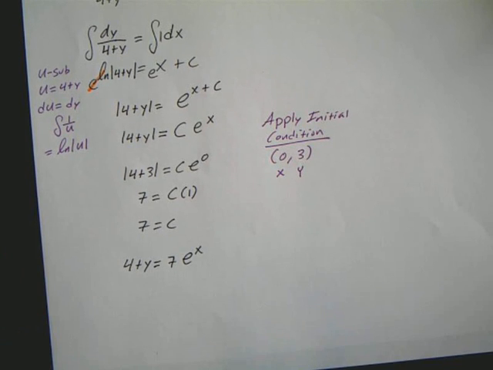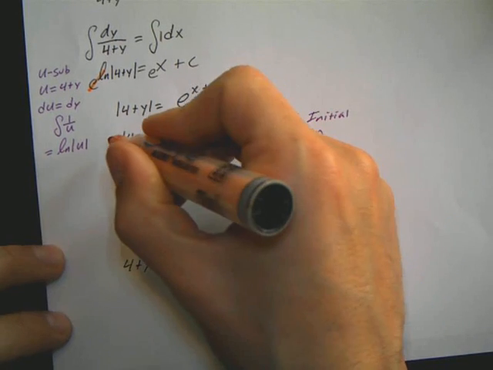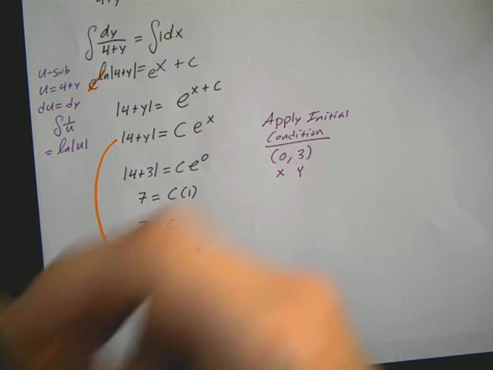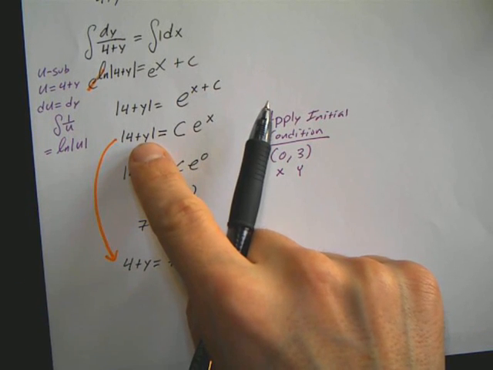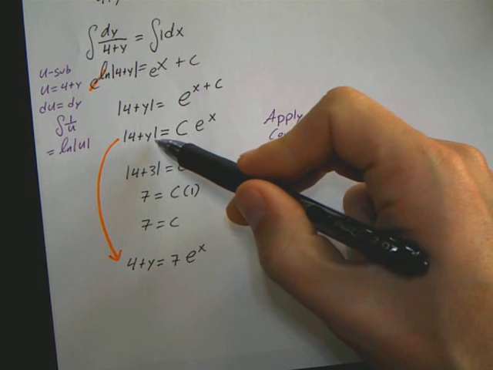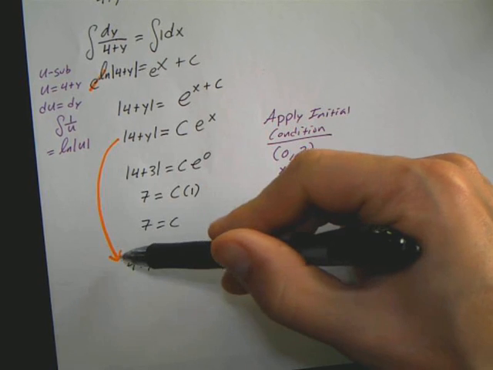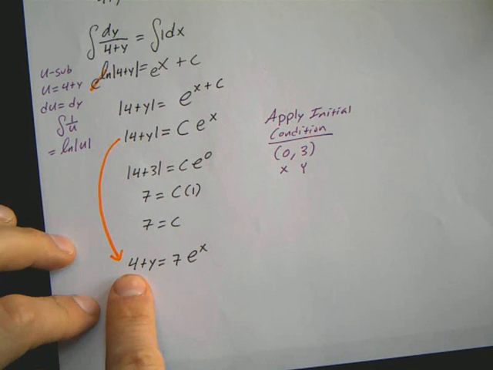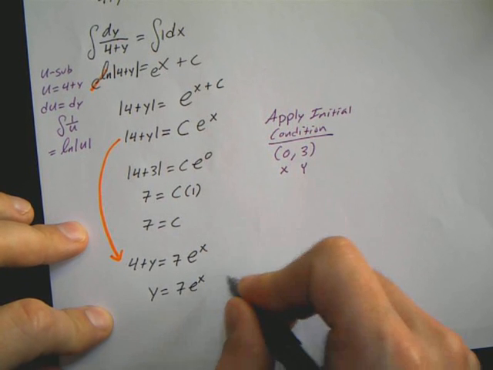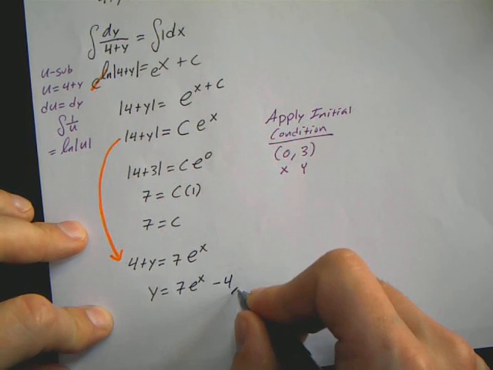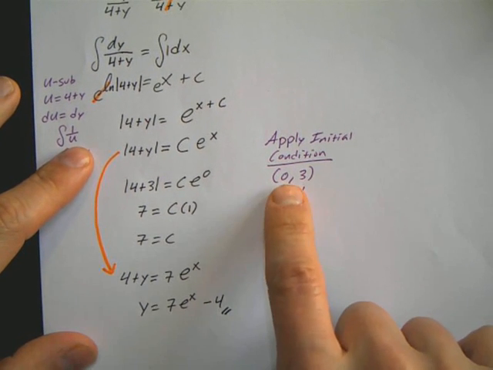Now you may be asking, why did I drop the absolute value bars from here to here? Because I've already solved for my c value, I don't have to worry about this piece being negative. So I don't really need to ensure that it's positive. It's already solved for. So now I can just drop the absolute value bars. Last thing I can do is subtract the 4 over. So my particular solution is going to be 7 e to the x minus 4. And that'll satisfy the differential equation as well as pass through the point 0, 3. And that's it for this video.